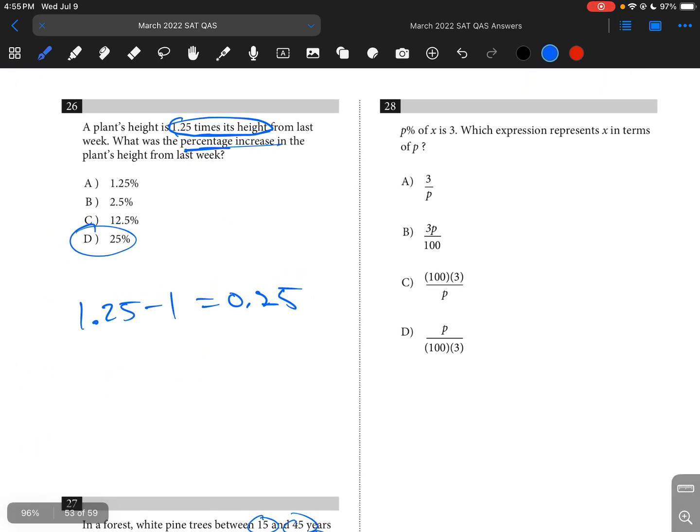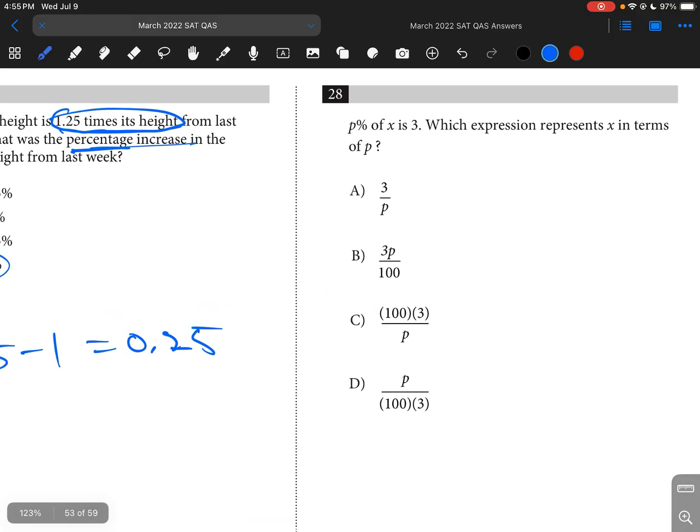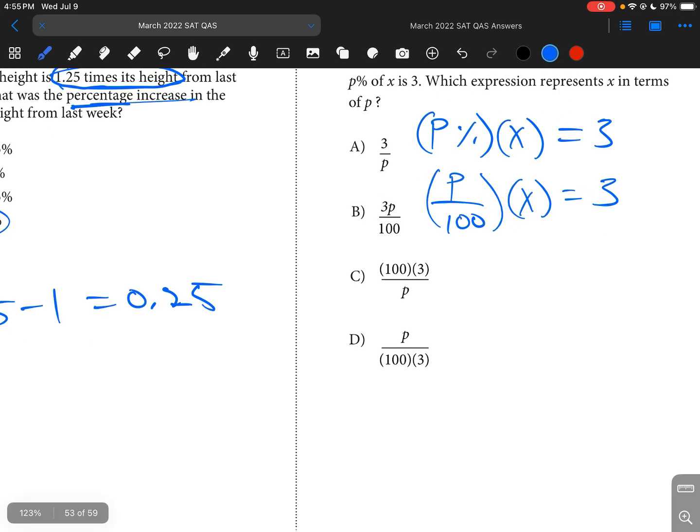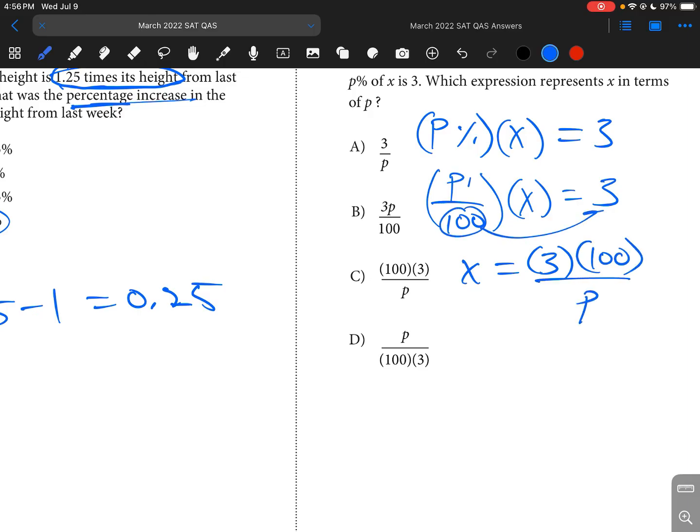All right, 28. P percent of x is 3. What represents x in terms of p? Okay, so you know that p percent of means multiply, of x is 3. And you just want to solve for x. So first you know that you need to convert this percent by dividing by 100. So p over 100 times x is 3. And if you move everything to the other side, you get x is equal to 3 times 100 divided by p, moving all these things over to the other side.